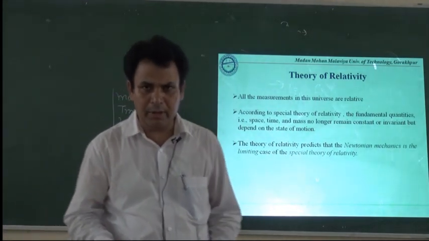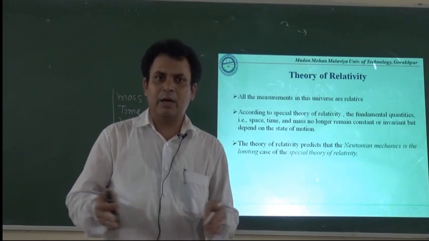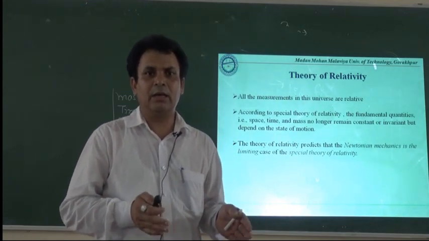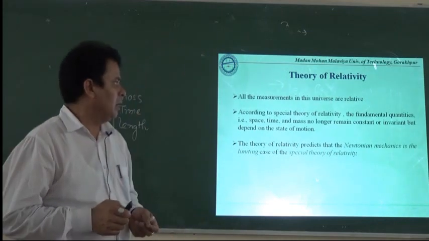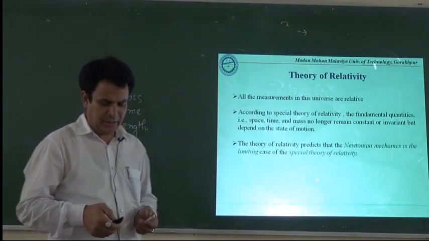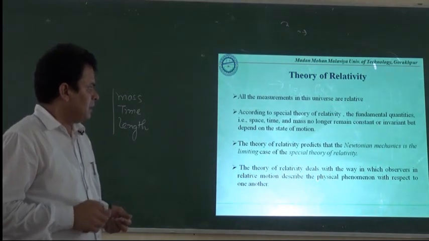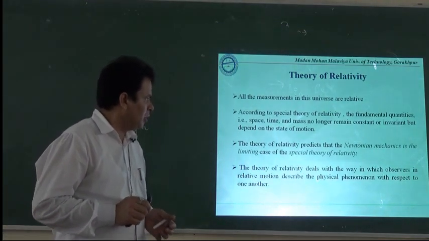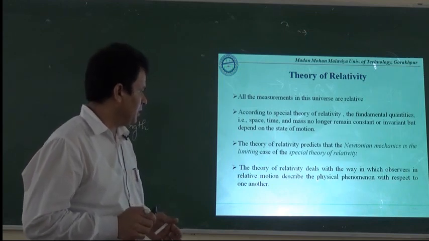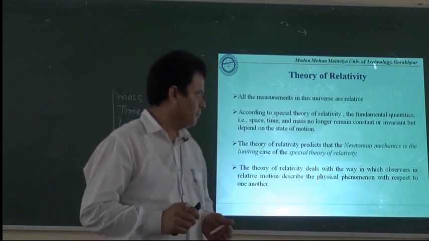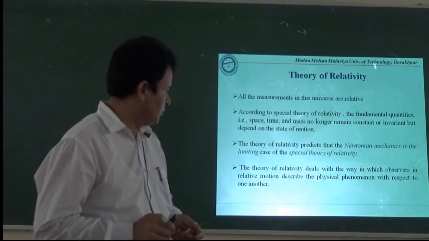Newtonian mechanics means that the velocity will be very small in comparison to the special theory of relativity. Later on we will see that the theory of relativity deals with the way in which observers in relative motion describe physical phenomena with respect to one another.